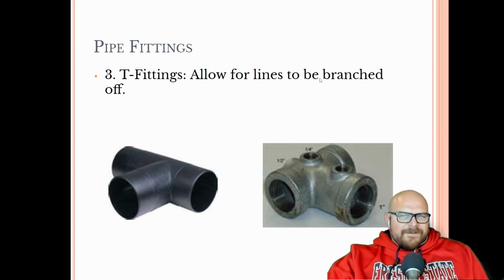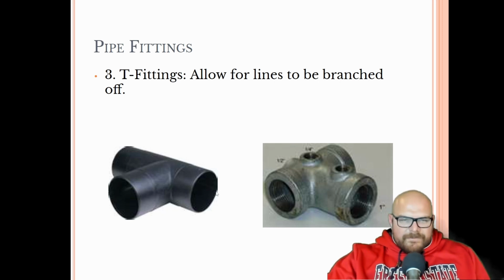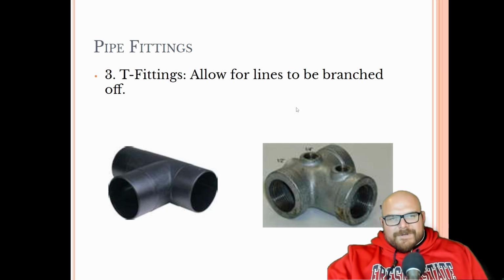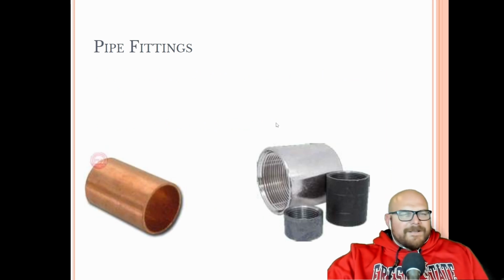We have T's, which are going to allow lines to be branched off. So a pipe is run through and then another comes in right here. This one's a modified one, and there's other stuff on there, but essentially the T is just three entry points or three exits, however you want to look at it. They can be slipped with PVC, threaded with steel, PVC can be threaded, and we can have them with copper as well. So these are very, very common. You see them all over the place, and it's shaped like the letter T.